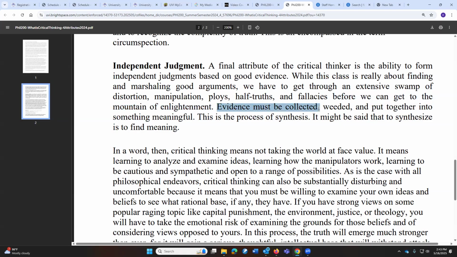Evidence must first be collected. We have to weed and sort through it and find out if it's worthwhile or not, good evidence or not. And then it has to be put together in something meaningful. This is the process of synthesis. Independent judgment is all about the process of synthesis. And it might be said that to synthesize is to find meaning.